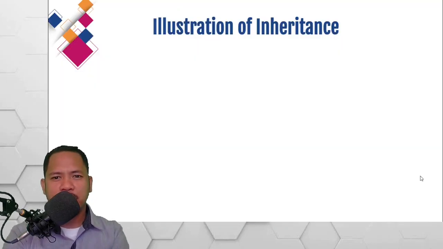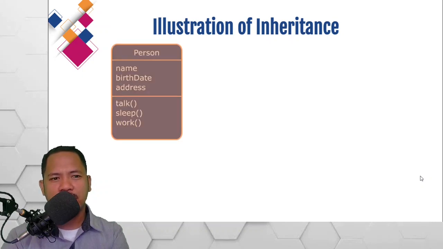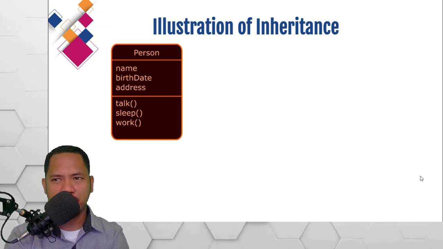Let's take a look at a simple illustration of how objects and classes relate with each other in the concept of inheritance. Say, for example, we have a class person, and based on our definition of the class person, it has three properties: the name of the person, the birth date of the person, and the address of the person. And we also have three behaviors of the class person, which means that a person can talk, a person can sleep, and a person can work.